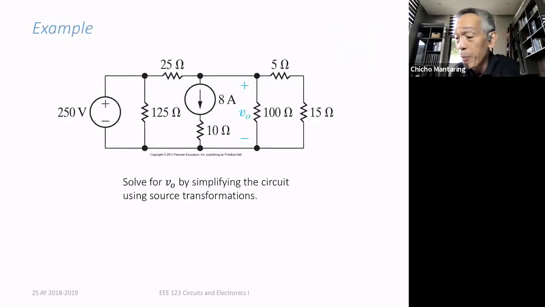So I'm going to give you another example here. In this example, solve for V sub O by simplifying the circuit using source transformation. So this is what I want to compute for. I want to compute for V sub O. Now remember our rule. If I want to compute for V sub O, I must make sure that the terminals across which V sub O is measured or is determined is preserved. In other words, if I simplify the circuit, I can simplify the rest of the circuit basta yung terminals kung saan naka-indicate yung V sub O dapat hindi mawawala.